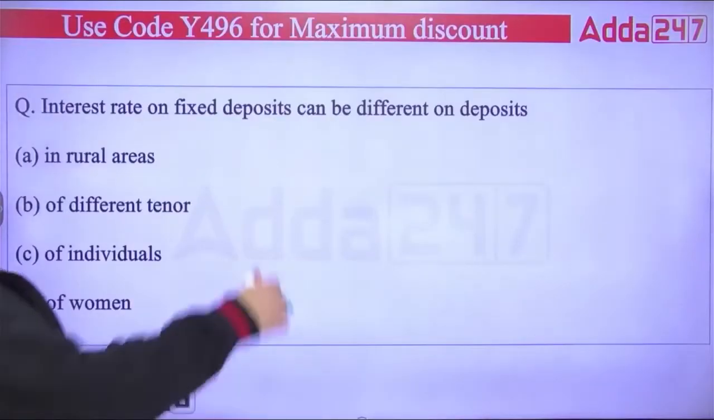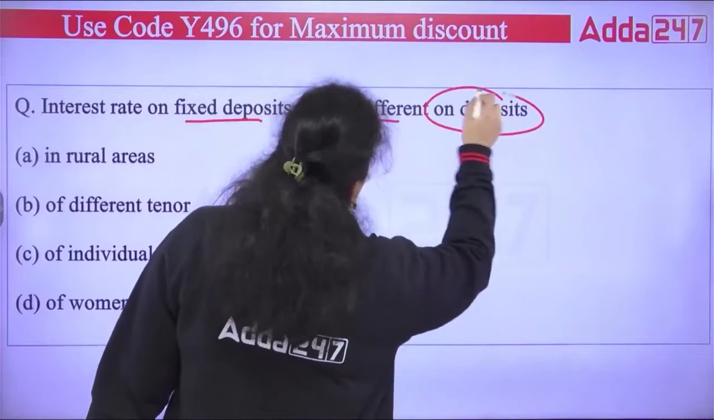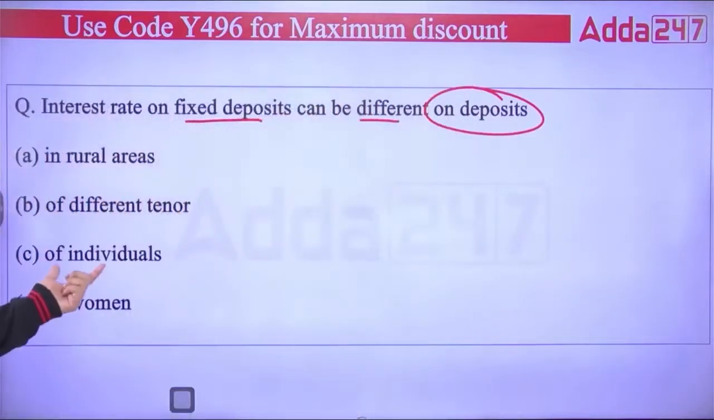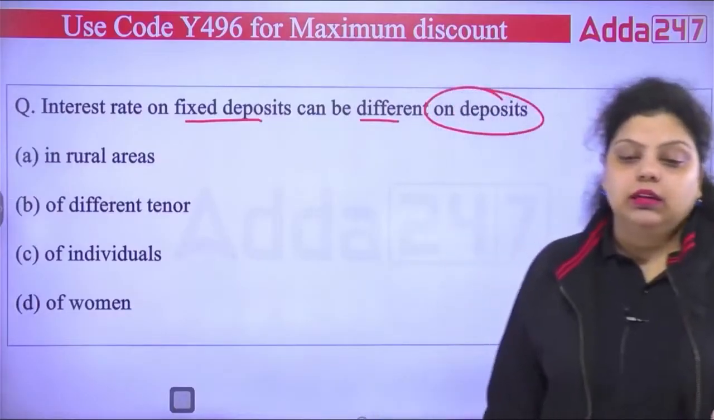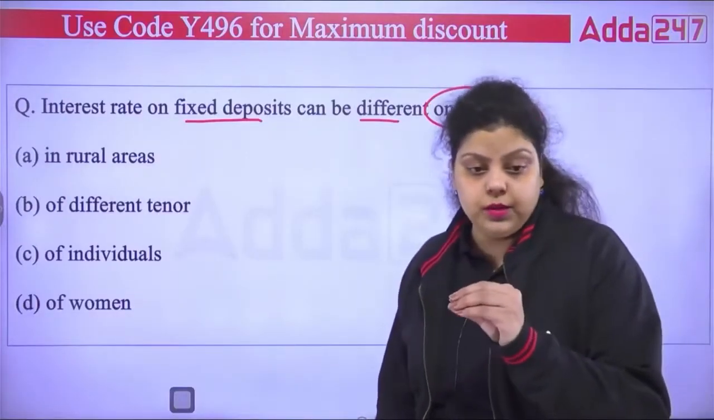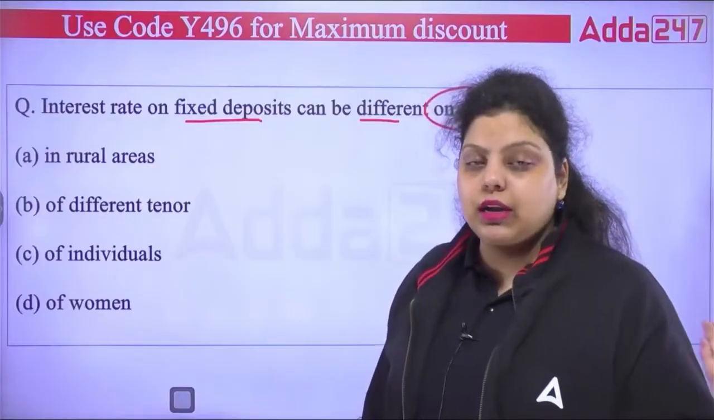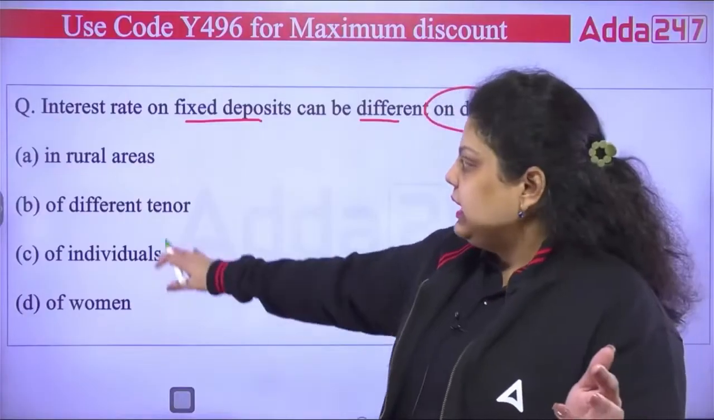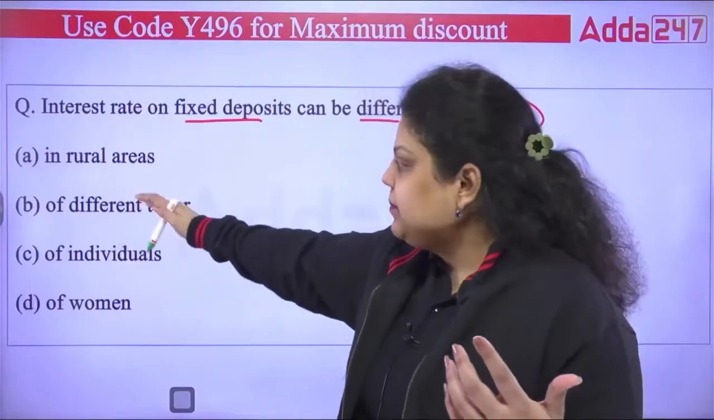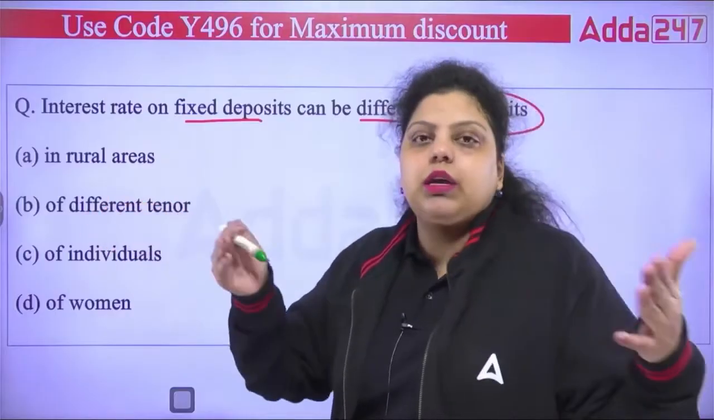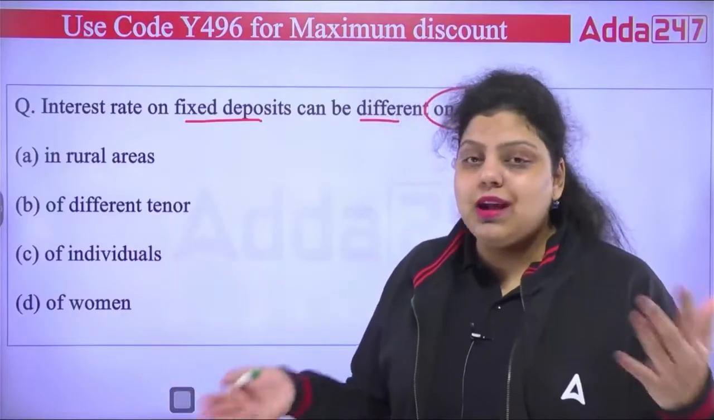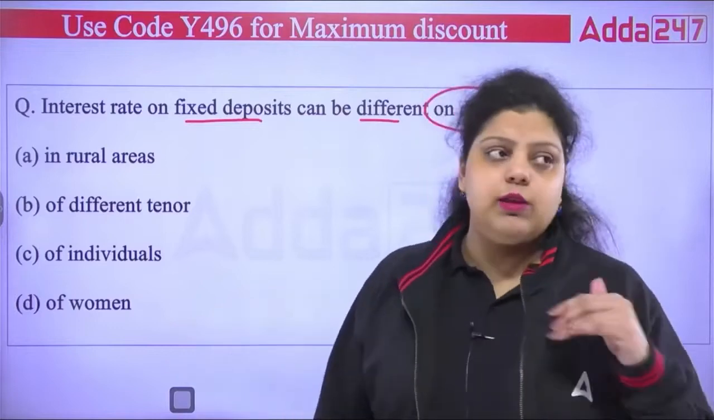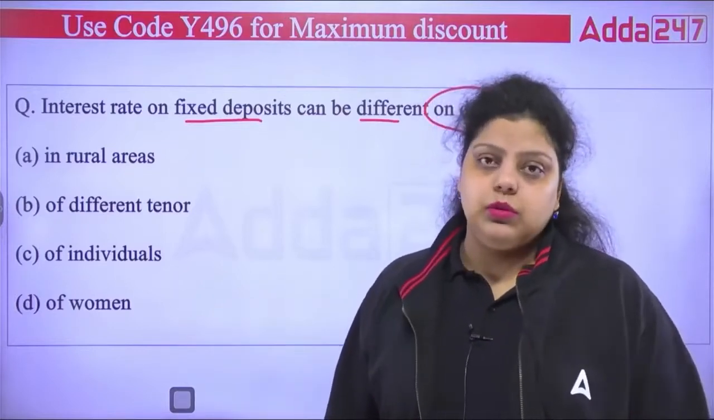Next. Interest rate on fixed deposit can be different on deposits in rural area, of different tenure, of individual, of women. So let's say there are 2 to 3 people who have an FD, fixed deposit, and their FD interest rate is different. So this difference in the rate of interest that the bank provides to the customer, it depends on what? It depends on the area where you are opening the FD. It depends on the duration, for how many years you are having the FD or RD, of individual, like whose account you are opening, or the last one, women, like you are giving more interest to women in comparison to males.